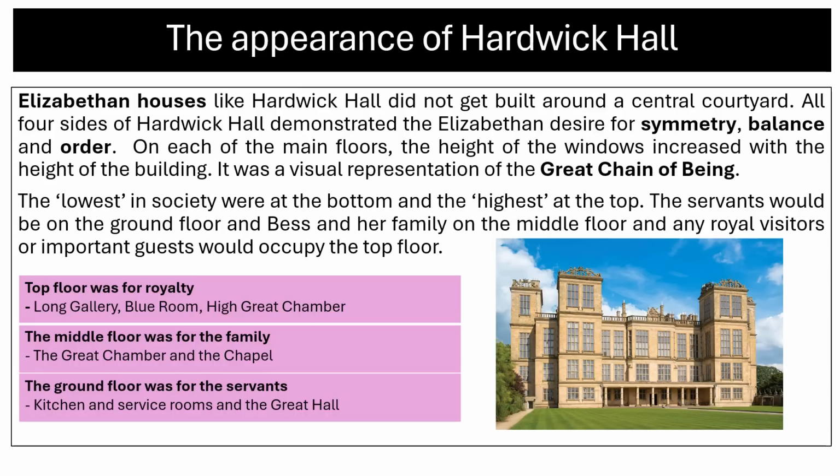So Elizabethan houses like Hardwick Hall did not get built around a central courtyard. All four sides of Hardwick Hall demonstrate the Elizabethan style for symmetry, balance and order. Now on each of the main floors you'll notice, if you look at the picture, that the height of the windows increases with the height of the building. So the house itself is a visual representation of the great chain of being. The lowest in society were at the bottom, the highest at the top. The servants would be on the ground floor, Bess and her family on the middle floor, and any royal visitors or important guests would occupy the best rooms on the top floor. So that's really important in terms of being this visual representation of the great chain of being.